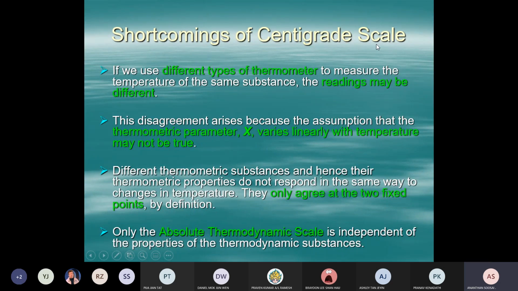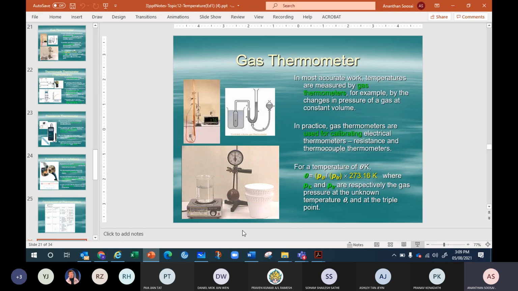The shortcoming of the centigrade scale. Okay. The shortcoming of thermometers is that they actually use the centigrade scale. The only problem that arises with thermometers is that different types of thermometer will give different readings. Readings may be slightly different. So this disagreement arises because the assumption that the thermometric property varies linearly with temperature may not be true. Yeah, I think I told you this indirectly.